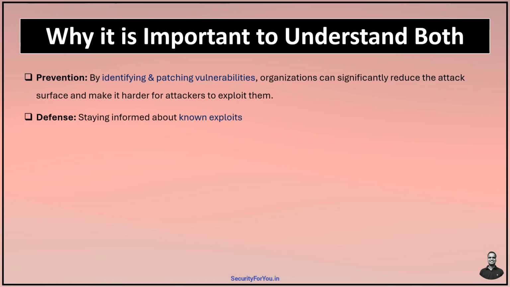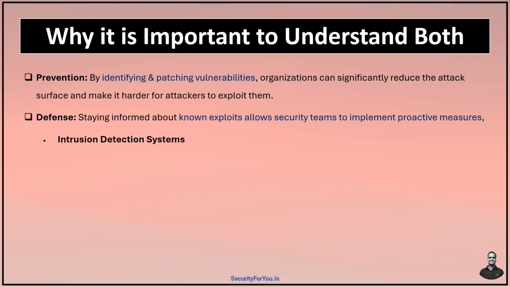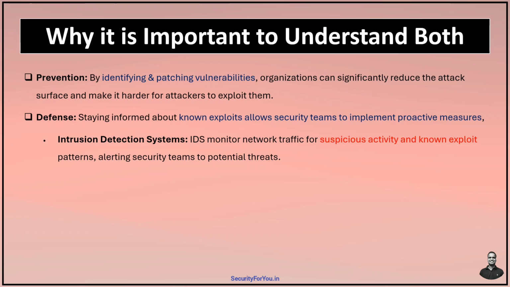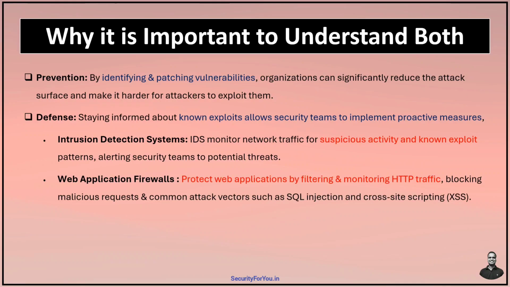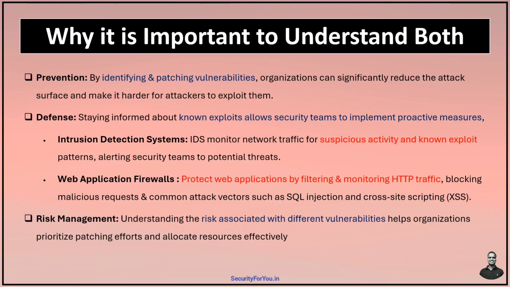Staying informed about known exploits allows security teams to implement proactive measures like an intrusion detection system, which monitors network traffic for suspicious activity and known exploit patterns, alerting security teams to potential threats, or using web application firewalls, which protect web applications by filtering and monitoring HTTP traffic, blocking malicious requests and common attack vectors such as SQL injection or cross-site scripting. And understanding the risks associated with different vulnerabilities helps organizations prioritize patching efforts and allocate resources effectively.